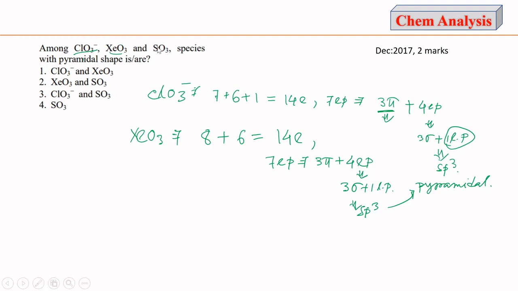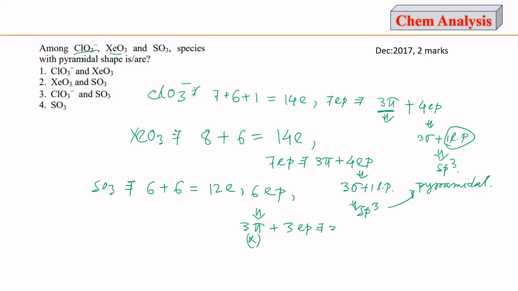And for the last case, that is SO3, sulfur will contribute 6 electrons and 3 oxygens will also contribute 6 electrons, that is a total of 12 electrons, that is 6 electron pairs. Among these, 3 electron pairs will be pi bonds, which are not considered in hybridization, and the other 3 electron pairs will form 3 sigma bonds. Since there are 3 sigma bonds, it is not sp3 hybridized and not pyramidal. It will be sp2 hybridized, that is trigonal planar.